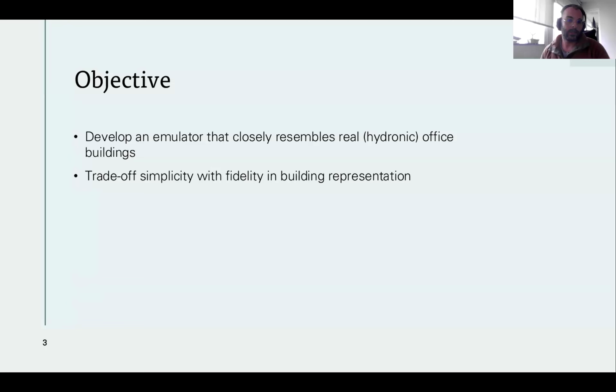On top of that, we also wanted to develop a simulator that closely resembles a real hydronic office building, but also we wanted a trade-off between simplicity and fidelity in the building representation. Simplicity, because if we put in a too complex emulator model, we could scare people and they would not like to use our model because it's too complex. So we wanted to make it a bit easy in that way, but it also needs to fit what we found in real buildings.